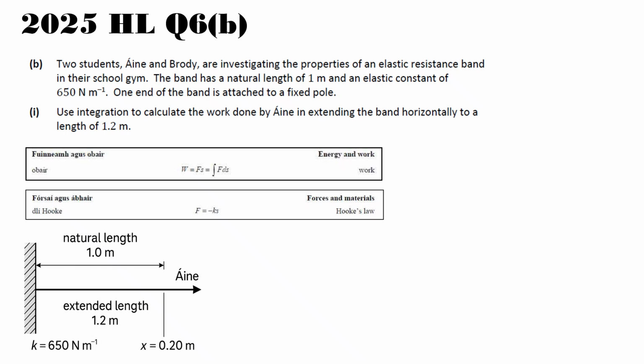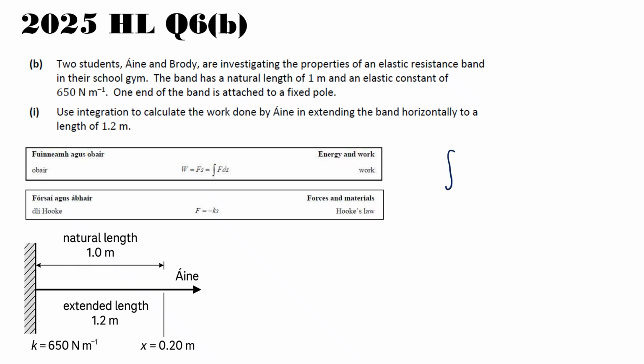So here is what we have. We have Anya pulling on this resistance band. It has a natural length of 1 meter. She has extended it to 1.2. That means our extra displacement x is 0.2 meters, and that's what we want to work with. So let's get this set up.